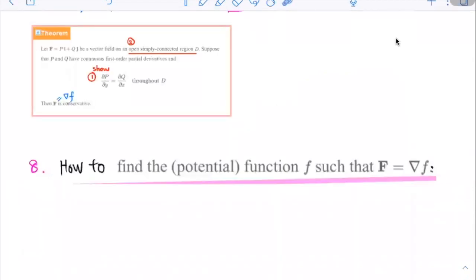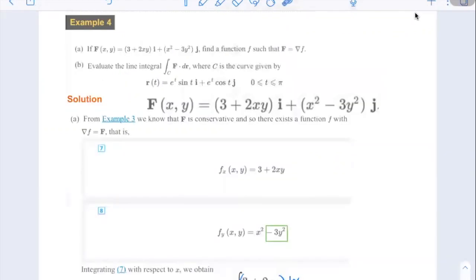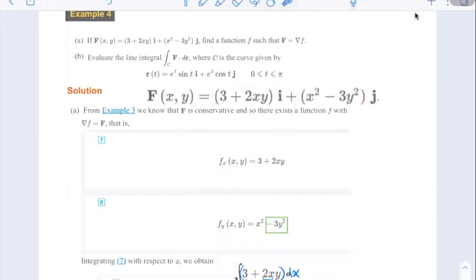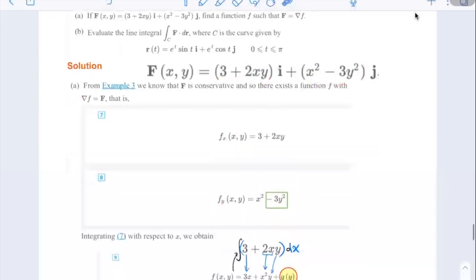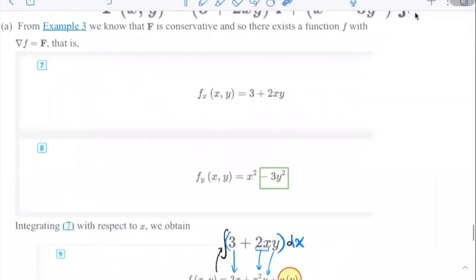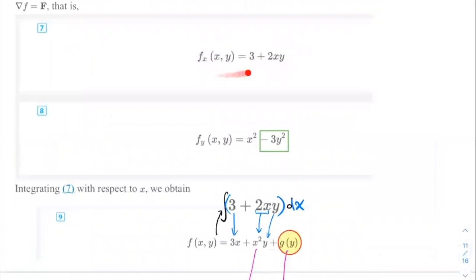And at last, we talk about how to find the potential function small f such that big F is equal to the gradient of small f. So we go back and look at example 4. So we're given this vector field. So we know that the partial derivative of small f with respect to x is this first function, and the partial derivative of small f with respect to y is this second component function. Then what we do here is we're going to integrate one of them.